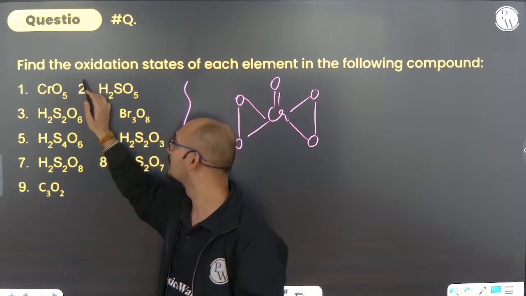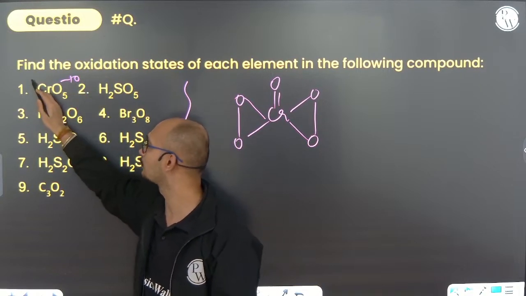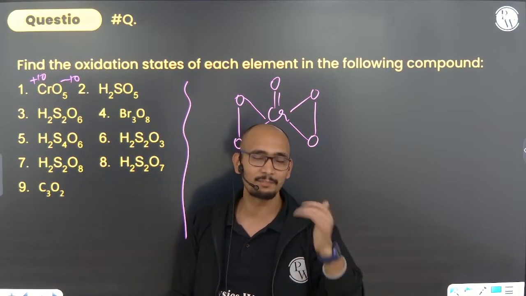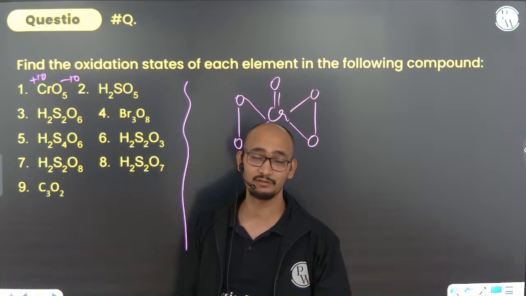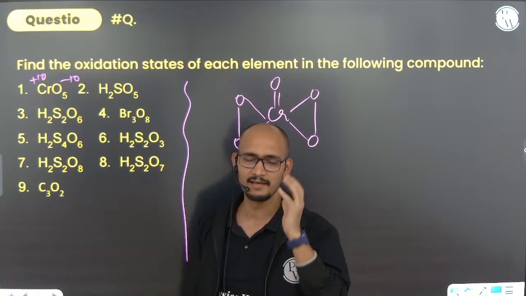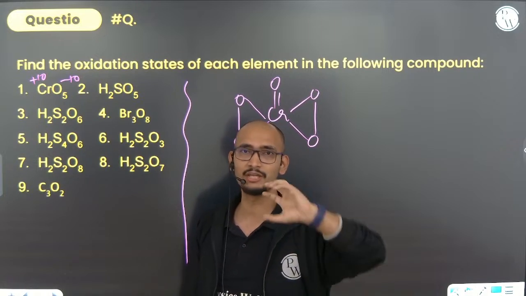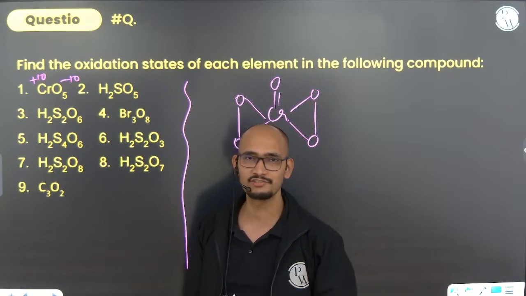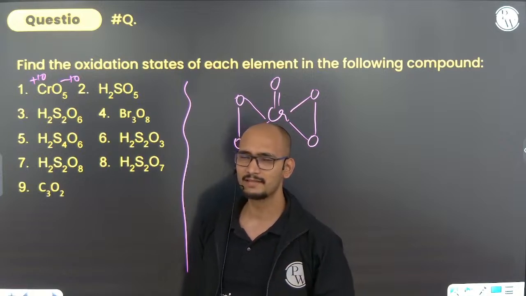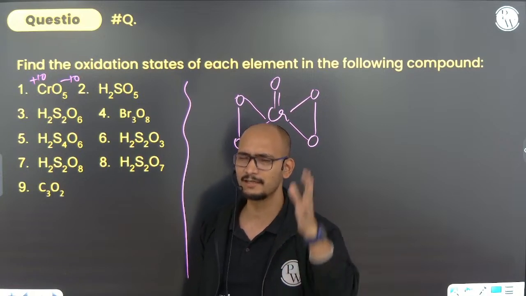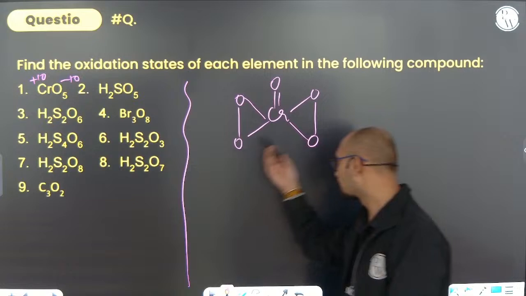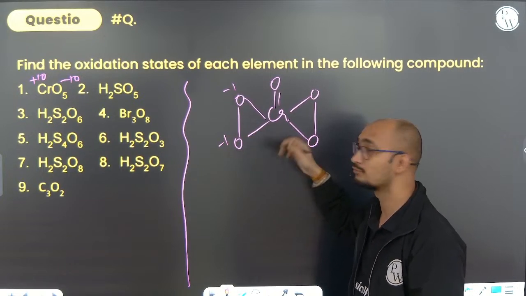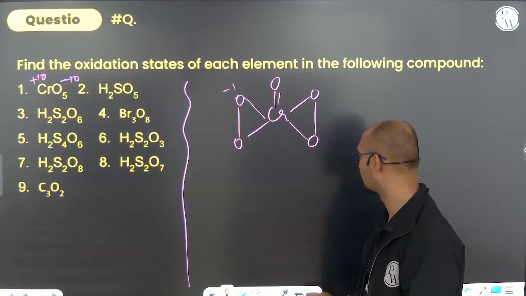5 oxygens means -10. So for -10, because it is neutral, you will think that chromium is +10. But chromium can never exceed the +6 oxidation state. So always remember, sometimes an element shows a higher oxidation number than its maximum. Then there is definitely a peroxy linkage present. Due to the peroxy linkage, this oxygen has -1, -1. I hope you understand what is happening.